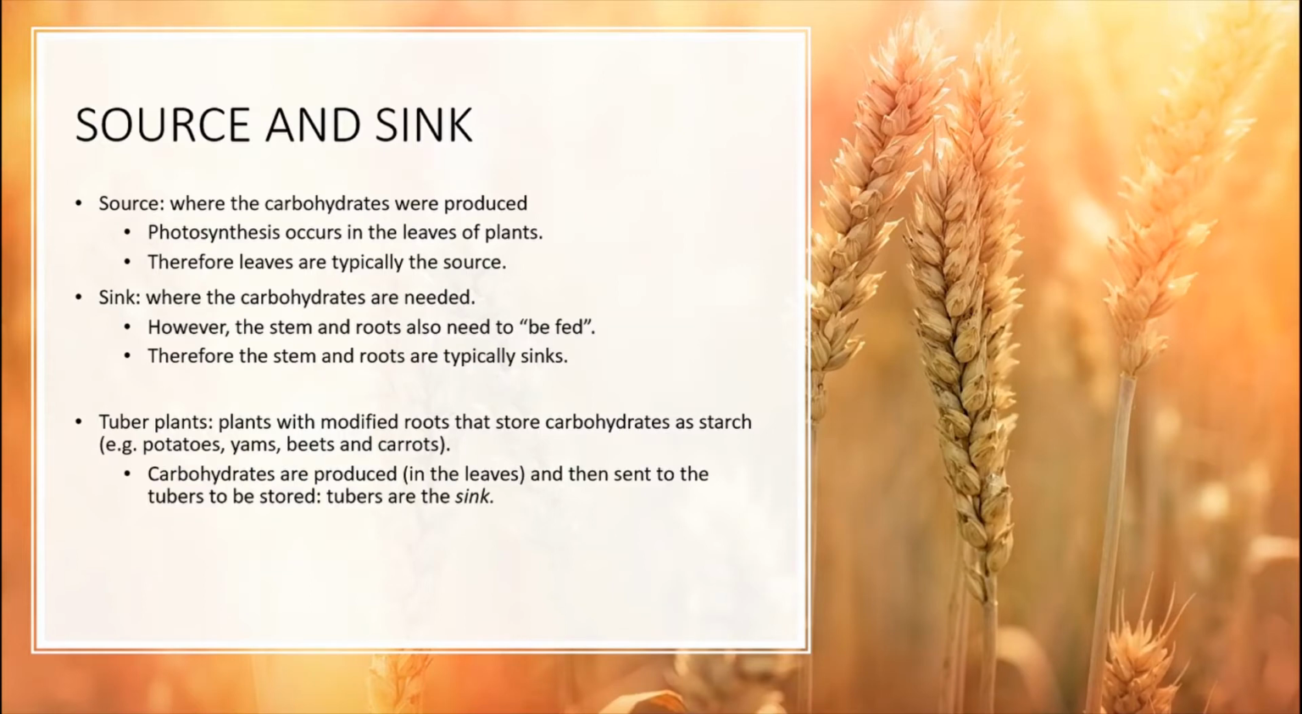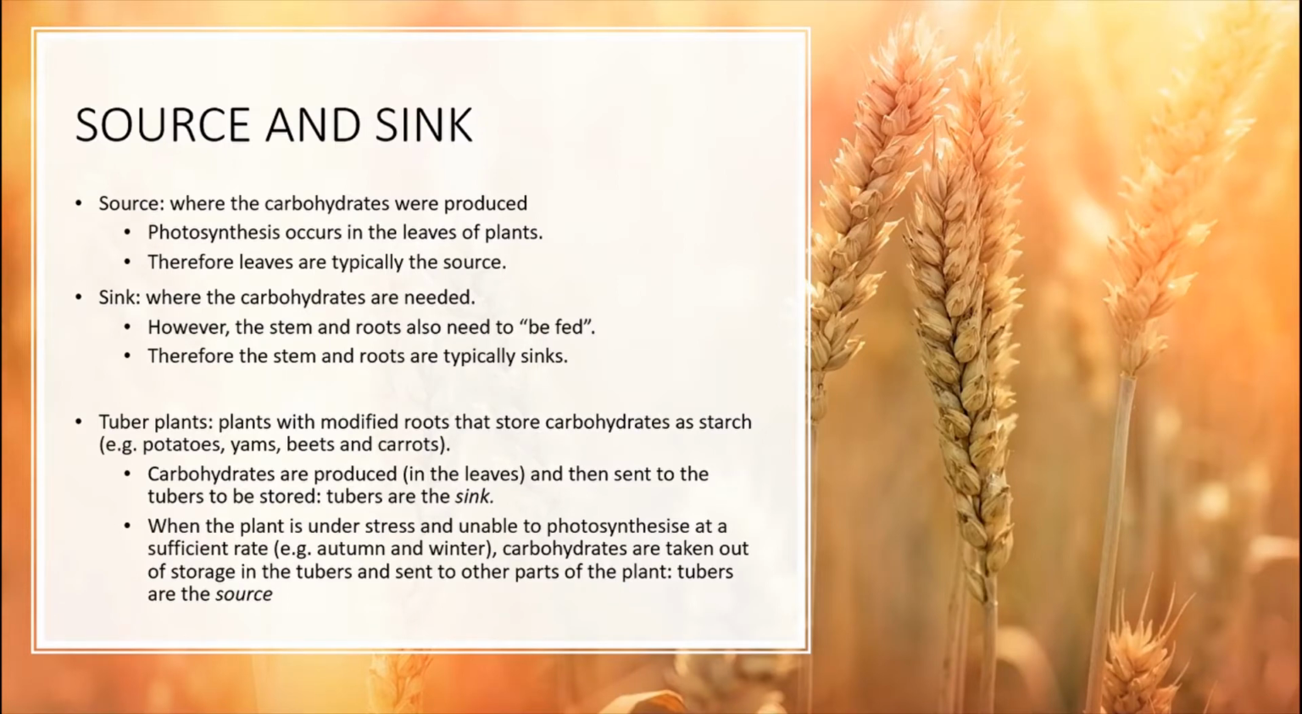So carbohydrates we know are produced in the leaves, as we've just discussed, and then they are sent to tubers to be stored. So our leaves would be the source, and then in this case our tubers would be the sink, because that's where the excess carbohydrates are being sent to.